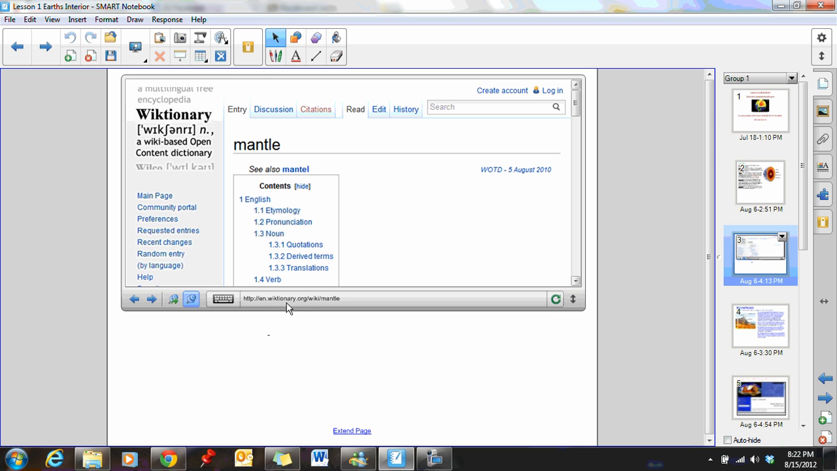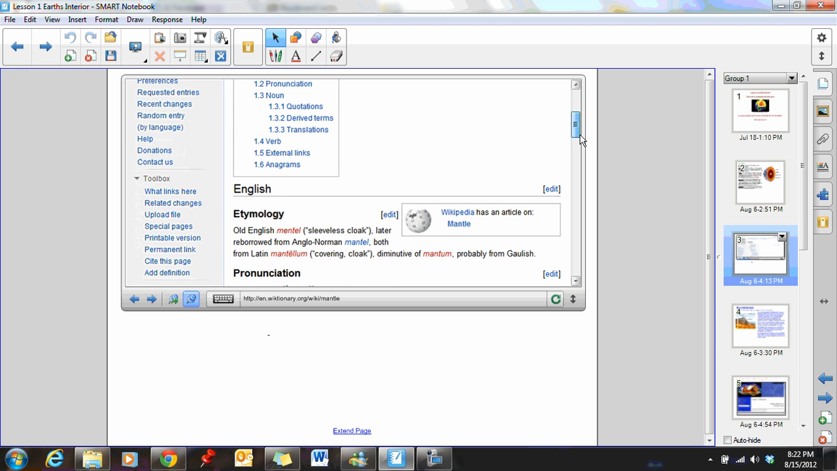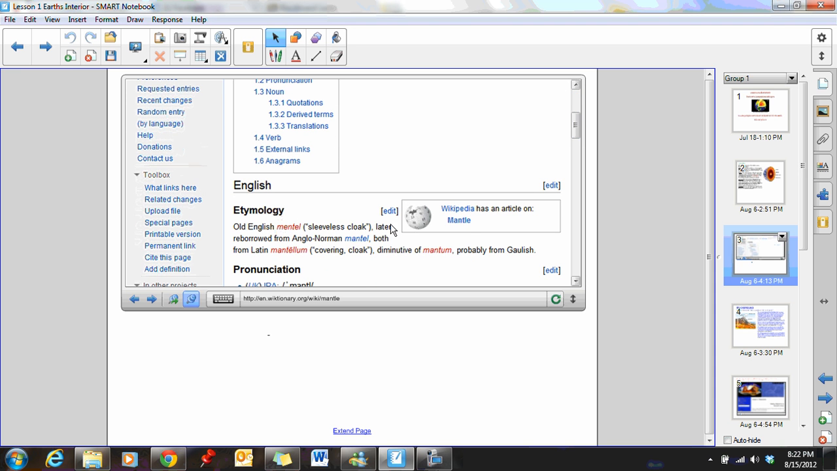Okay, and I've put it here in the little web browser in Smart Notebook. And let's see what it says. Okay, so it's going to give us the etymology of the word. Etymology means where did the word come from? All right, and it says Old English, mental, which means sleeveless cloak, or later it was reborrowed from Anglo-Norman and called mantle. It also came from Latin, which was called mantellum, covering, cloak.